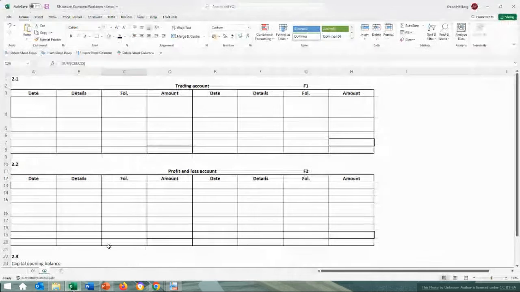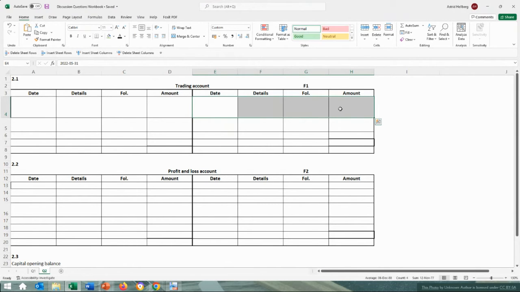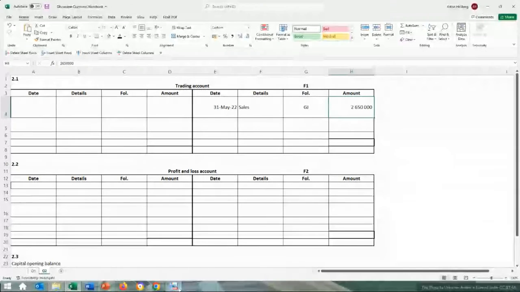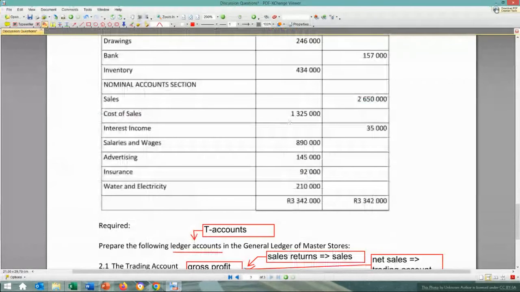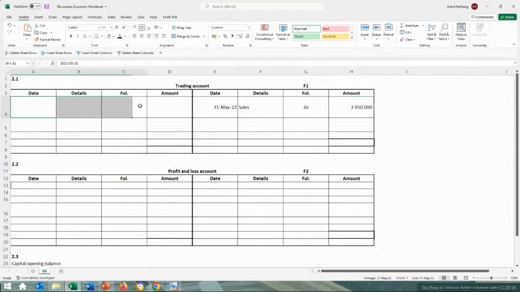So if we then complete the account, we say trading account. We have a credit balance for sales, so we debit sales and we credit the trading account with the sales value. So we credit sales, your general journal is your folio number, and the amount is 2.6 million as per the trial balance here. Then we do the cost of sales. The cost of sales is 1.3 million. It's a debit balance here, so to get it into the trading account, we would credit cost of sales and we would debit the trading account to get it in here.